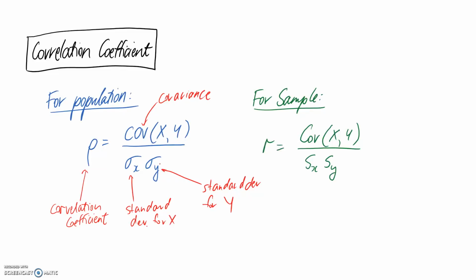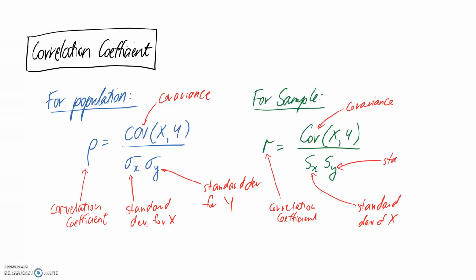On the other side here for sample, it's exactly the same. So this R here is your correlation coefficient. On the top line, again, this is your covariance. Just note that you want it for the sample since it's the sample data. And then Sx and Sy denote the standard deviation again for your two variables. So standard deviation of x, and this one is the standard deviation of y. Again, go back and look at the recap videos if you want to revise where you get those values from.